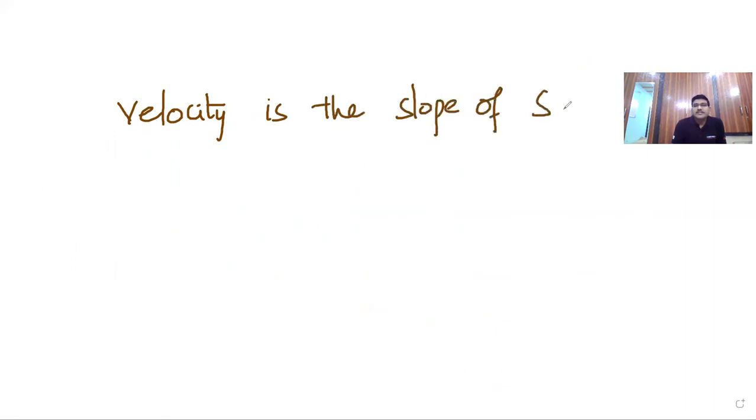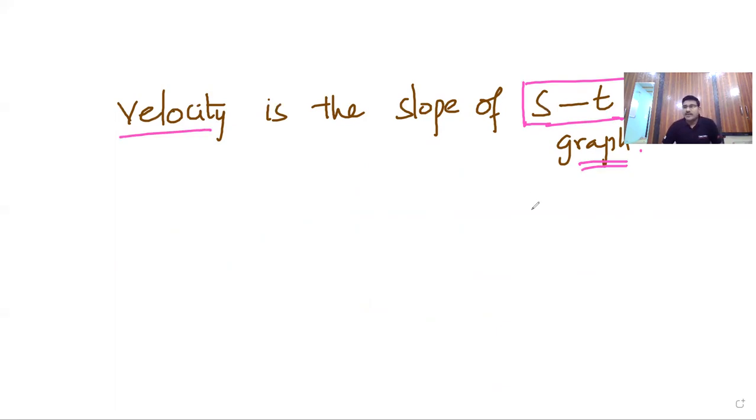What is velocity? In the previous session we have seen that velocity is the slope of the ST graph, the slope of the displacement time graph. In the previous class we have seen velocity is nothing but the slope of the displacement time graph. Here, velocity is nothing but the slope of the displacement time graph.